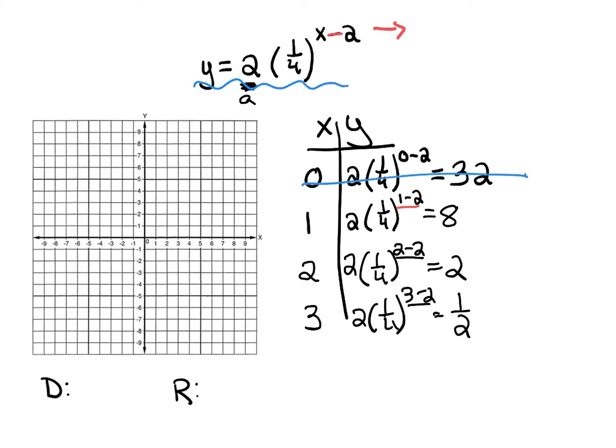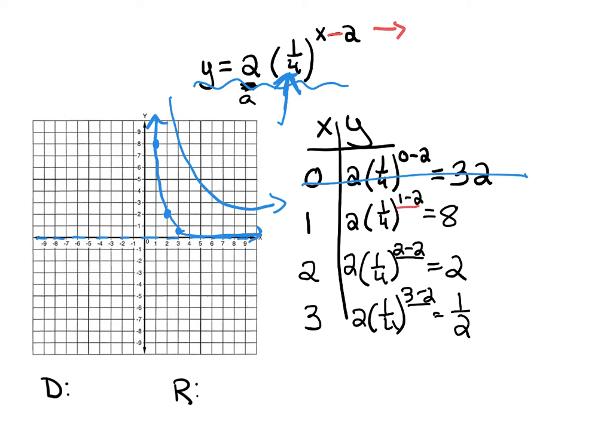So we can't plot that one, but let's plot 1, 8 and 2, 2. And then 3, 1/2. And let's see, it hasn't shifted up or down at all. So here's still the asymptote. Your graph will get really close to the x-axis, but never cross it, and then increases quickly. Notice how this is exponential decay because the b value is between 0 and 1.